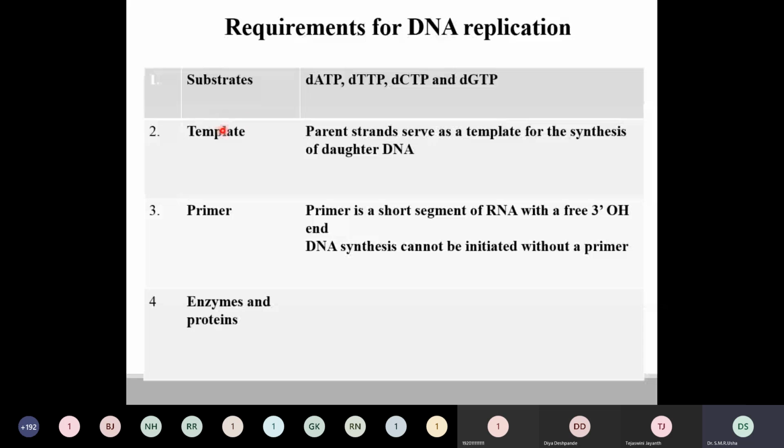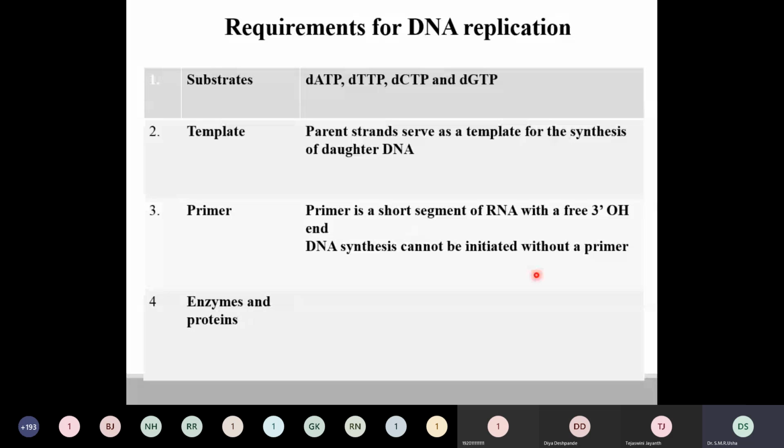Then you need a template strand. Yes, we need a template strand because based on the bases present on the template only can you synthesize the daughter strand. Next is primer. Primer is a short segment of RNA with a free 3-hydroxyl end. I am repeating this free 3-hydroxyl end very often because the nucleotides are going to be added only to the 3-hydroxyl end. The replicative enzymes cannot initiate or start daughter DNA synthesis.